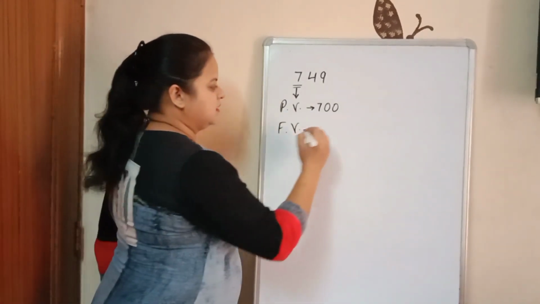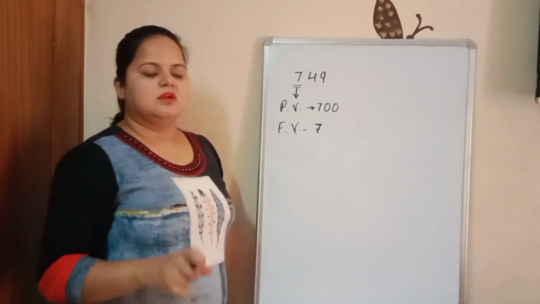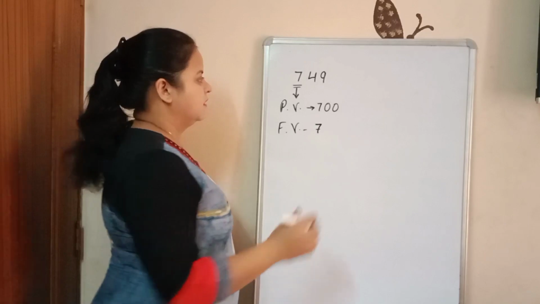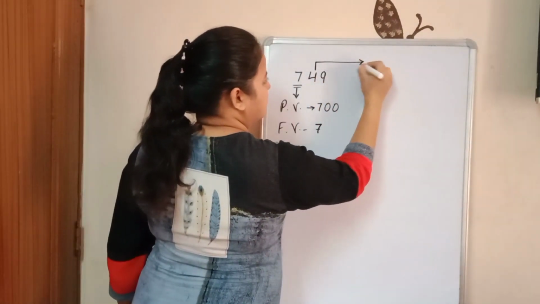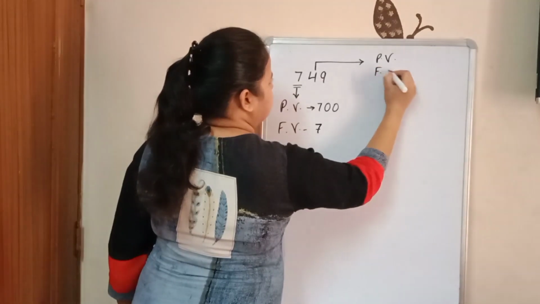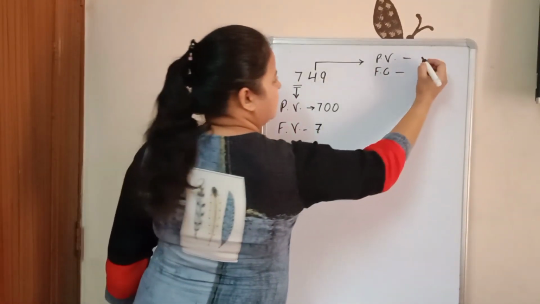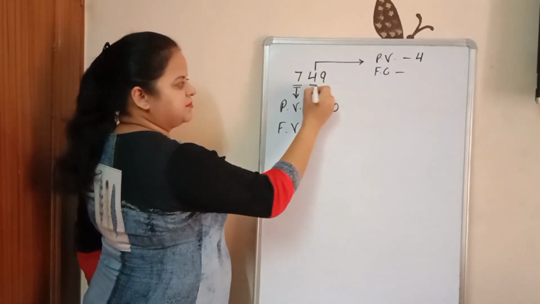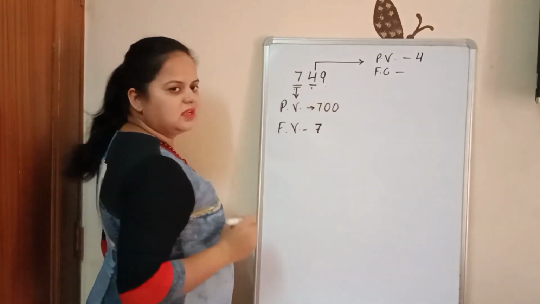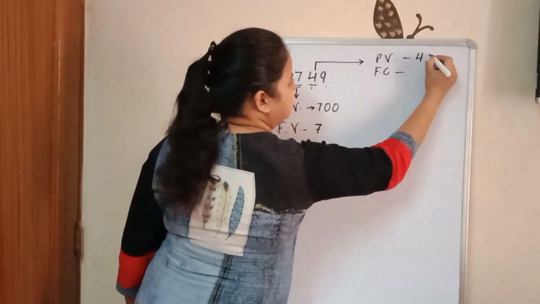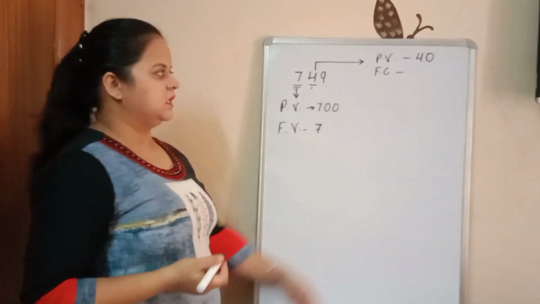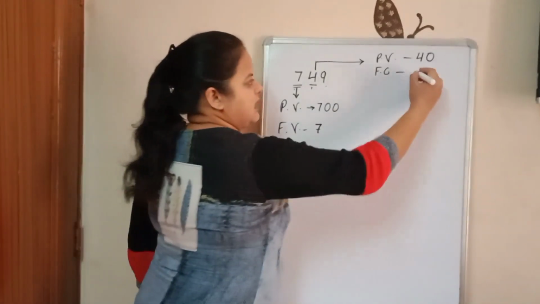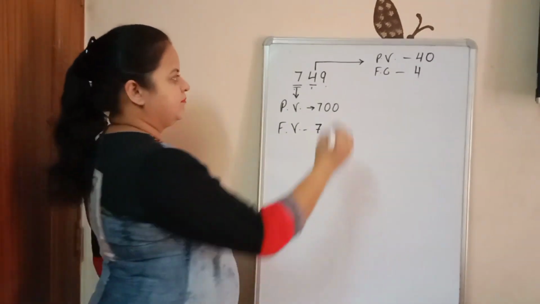Face value of 7 is 7. Face value जो है वो कभी भी change नहीं होता, that is the same. Now we will write the place value and face value of 4. 4 is written on the tens place: ones, tens, hundreds. So the place value of 4 is 40, which means 4 tens, which is 40. Face value of 4 is again the same, it is 4.